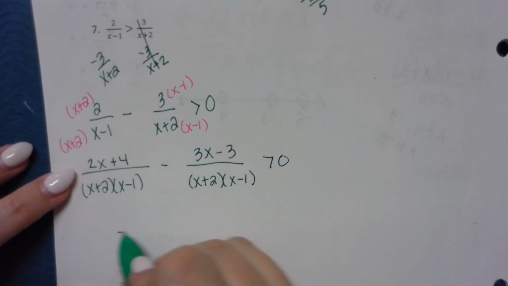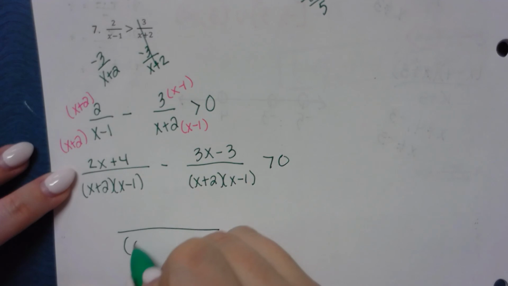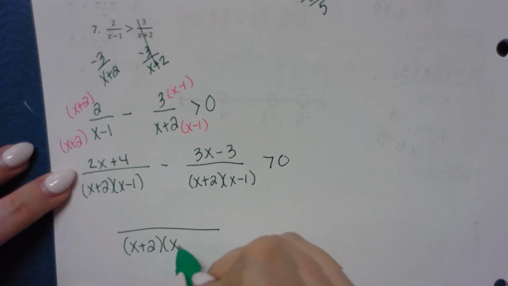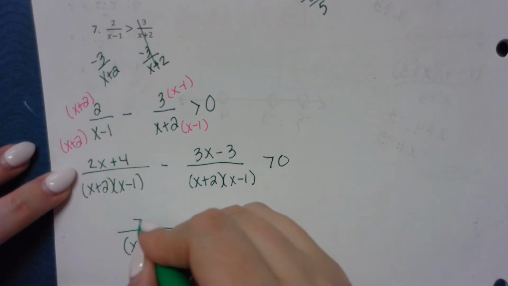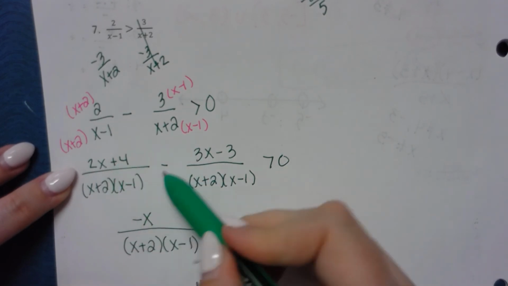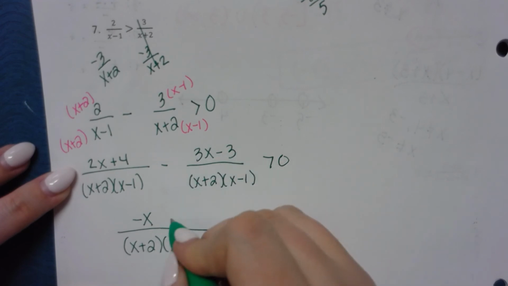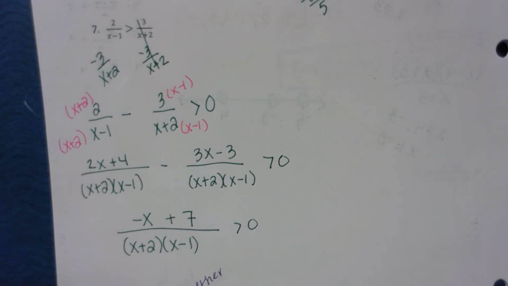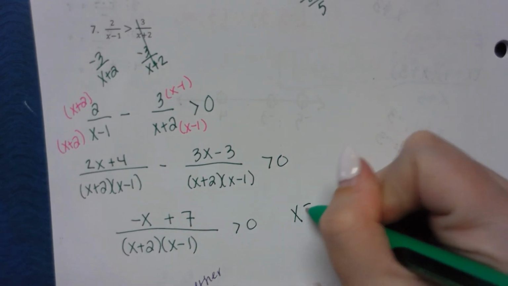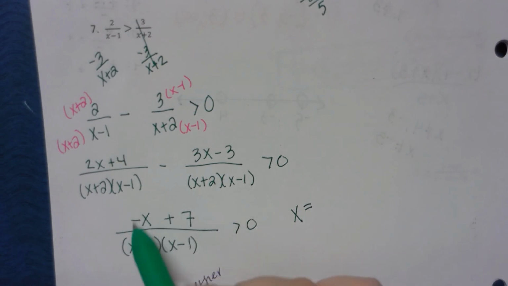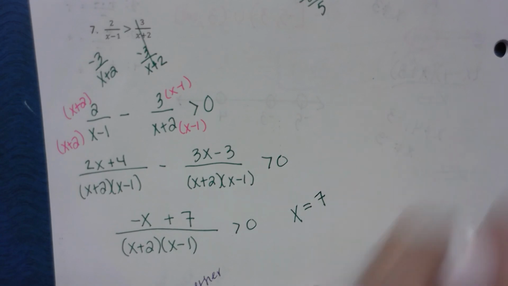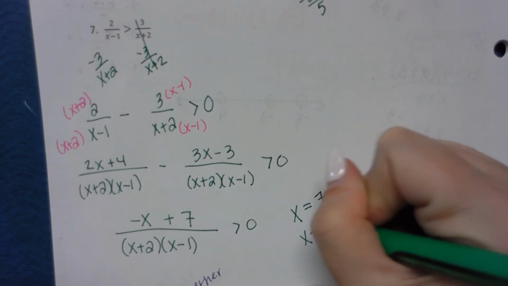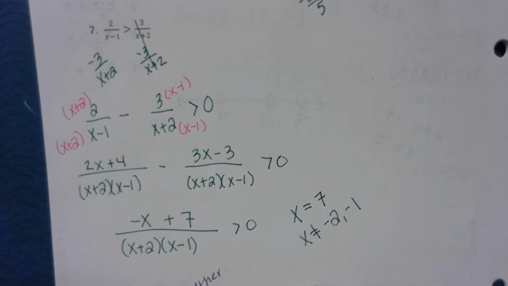Now that we have common denominators, we can set it up together. So x plus 2, x minus 1. So we've got 2x minus 3x would be negative x. And then 4 minus negative 3, minus a negative is going to turn to plus, right? So plus 7. So x equals, if I set this equal to 0, I would subtract the 7, then divide by a negative, so that's going to be positive 7. And then x cannot equal negative 2 or negative 1.